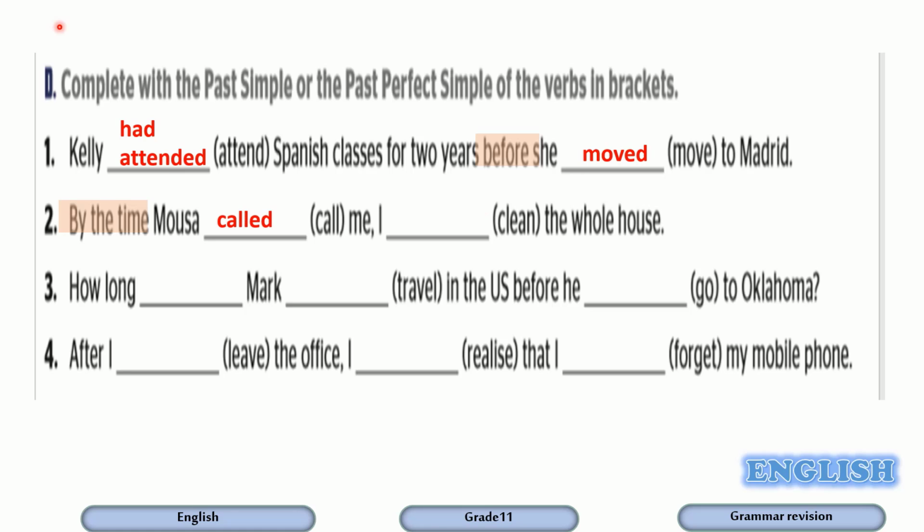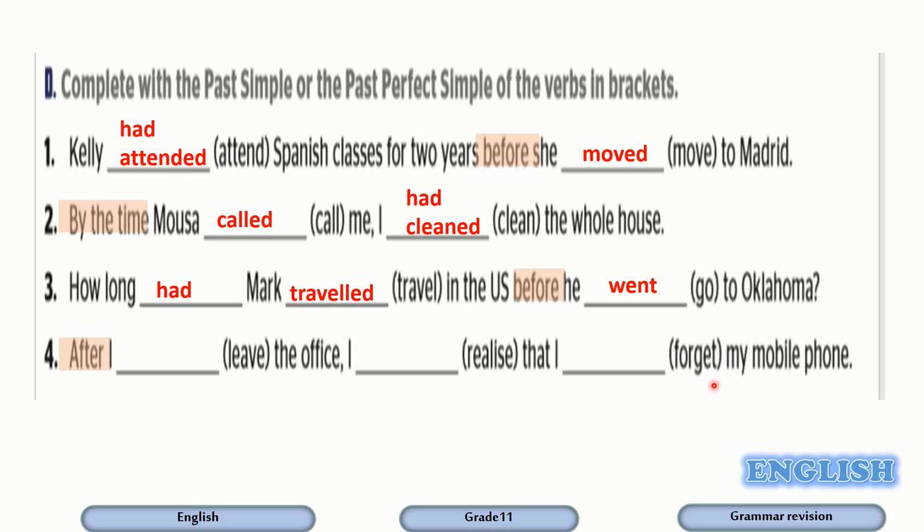So the answer, called, I had cleaned the house, because this happened first before he called me. Number 3, how long Mark traveled in the US before he go to Oklahoma? So what do you think? We have the keyword before. How long had Mark traveled before he went? So we use the past simple here after before.